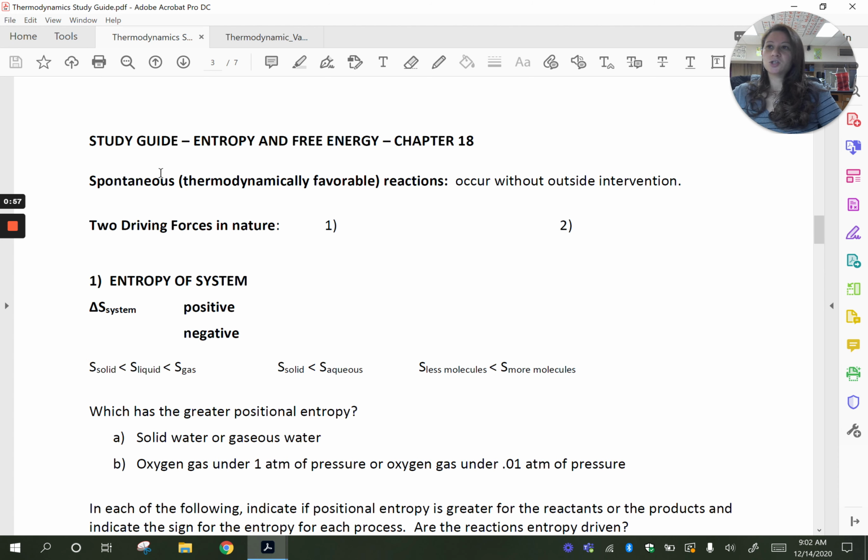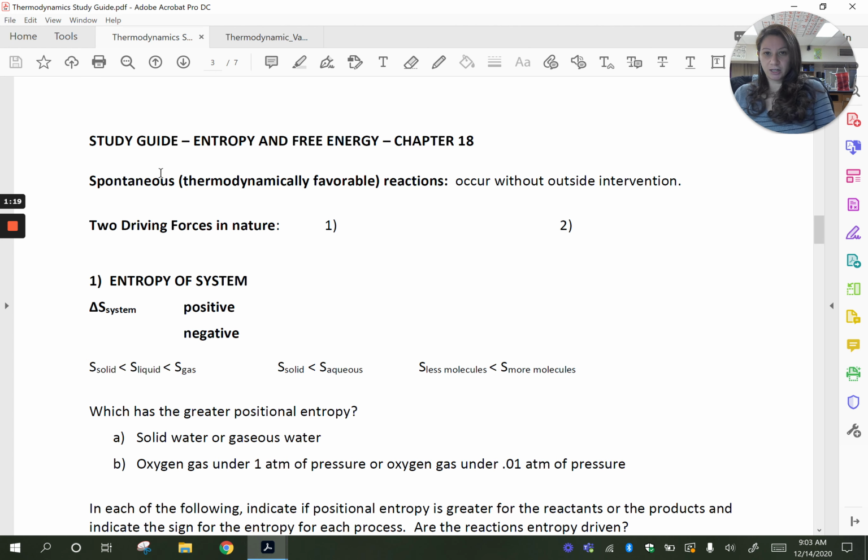So, for example, if I have a ball on top of a hill, it rolling down would be a spontaneous reaction. Or if I have some ice and it's out at room temperature, melting the ice at room temperature would be a spontaneous reaction. Or if I have a gas in a container and it's filling that container, that's a spontaneous reaction.